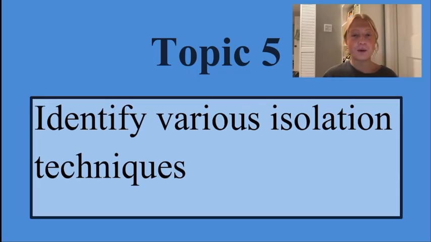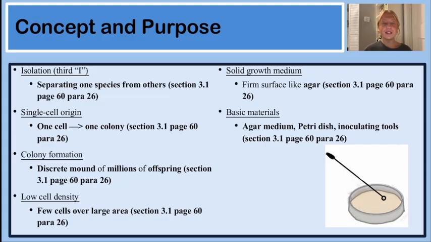So now I'm going to talk about the different isolation techniques, because this is one of the things that I remember doing in lab a lot, but don't really recall all the different techniques. Isolation refers to the third of the 5 I's and is basically about separating one bacterial species from all the others. The main idea is that if a single bacterial cell is given enough space and nutrients, it will multiply into a colony.